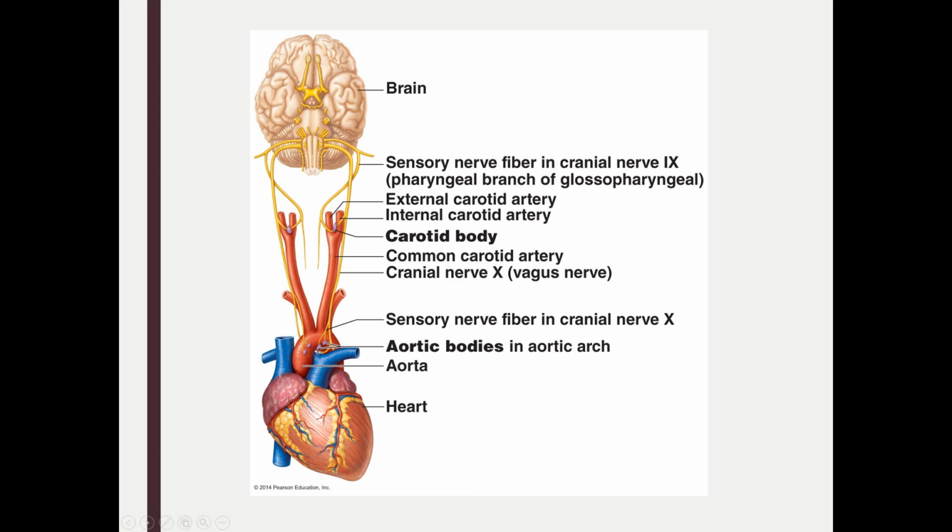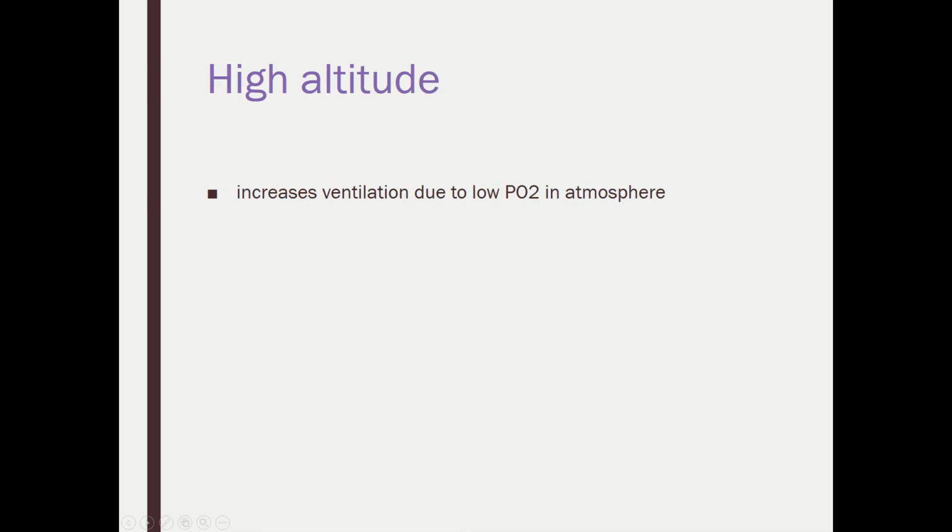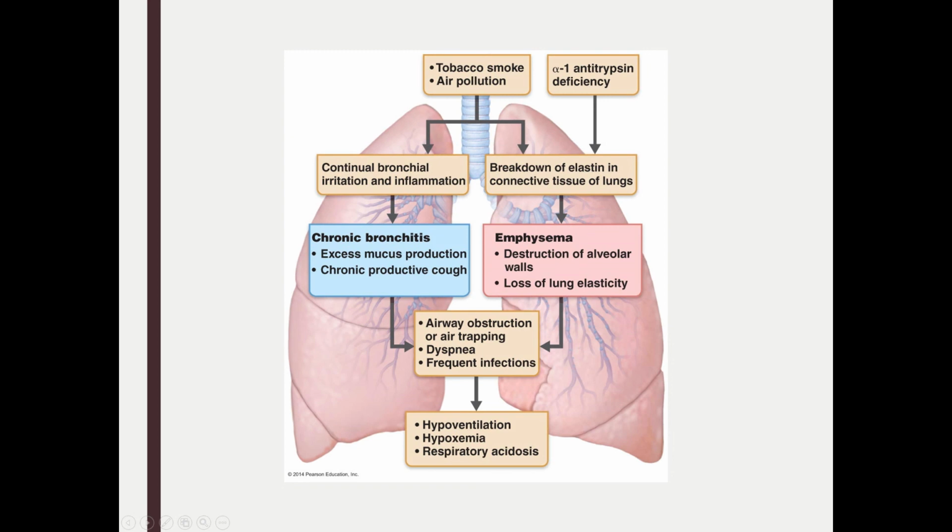And then here are the signals, how they travel through the vagus nerve and the glossopharyngeal nerve. And then again, arterial gases and exercise, high altitude, and chronic bronchitis and emphysema. And there it is. Okay, so that's it.